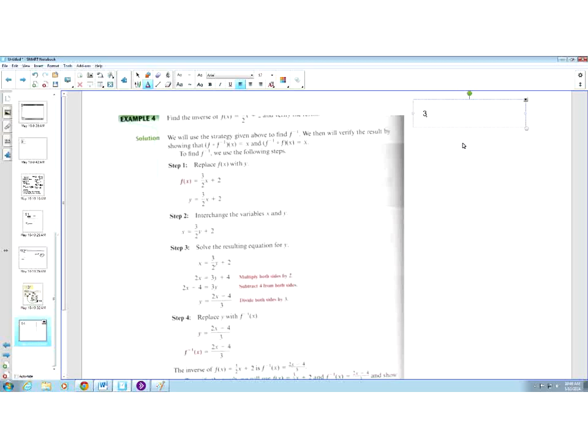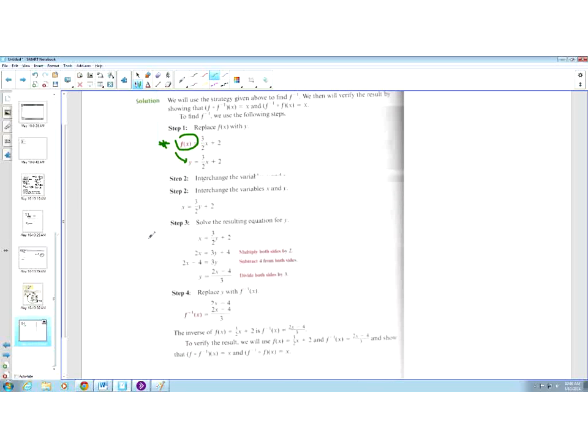3x divided by 2 plus 2. All right, so calculate the inverse of this. So step 1, here's the function right here. f of x is equal to 3 halves x plus 2. Replace f of x with y. Then we interchange the variables x and y. So x now becomes 3 halves y plus 2, and then we solve for y.